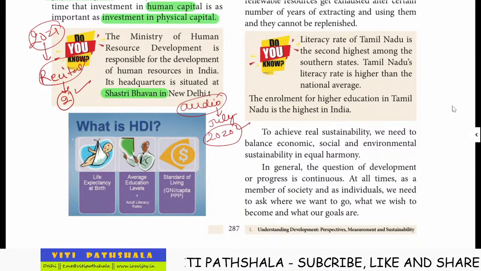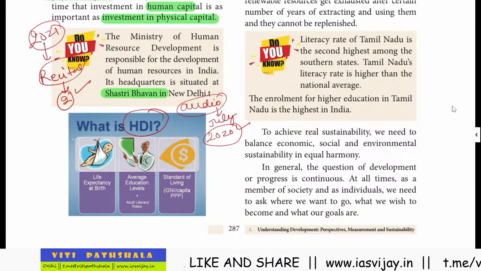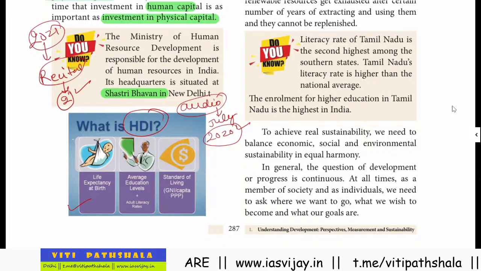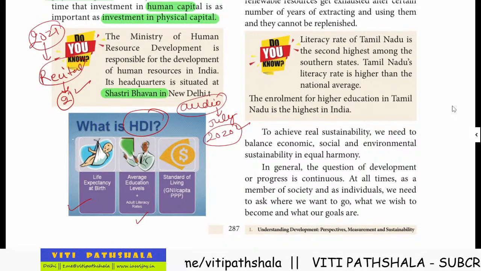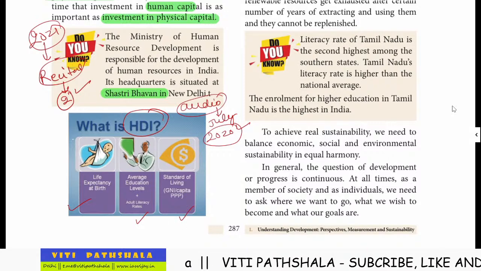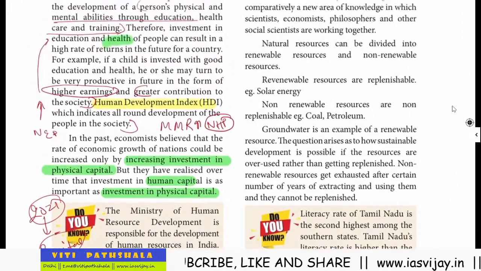Now, next comes what is HDI, the Human Development Index. It comprises life expectancy at birth, average education levels plus adult literacy rates, and the standard of living, GNI per capita PPP, triple P.